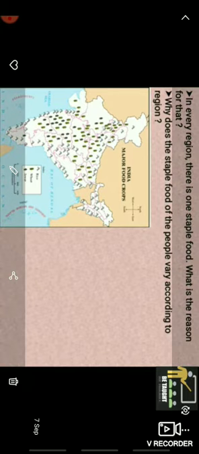Next, a map has been given to you in your textbook, so you need to check it in your textbook. In every region there is one staple food. What is the reason for that? Means in every region one particular food is grown. So what is the reason for that? Why does the staple food of the people vary according to region?